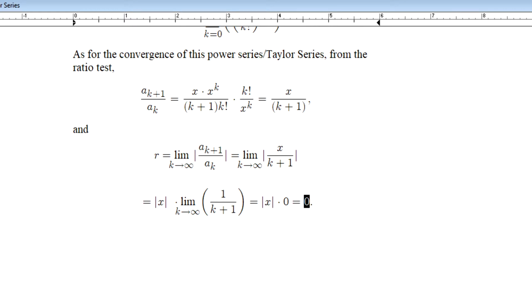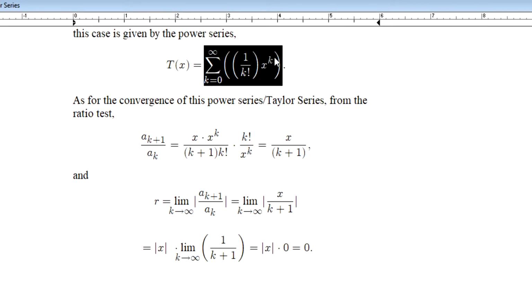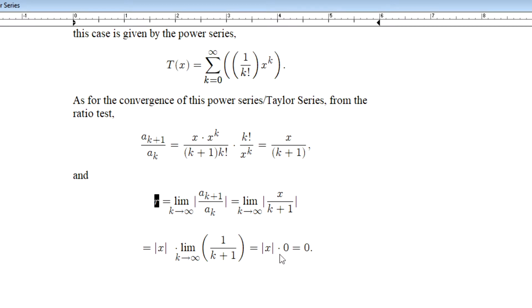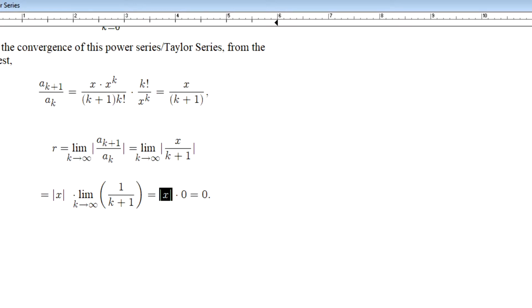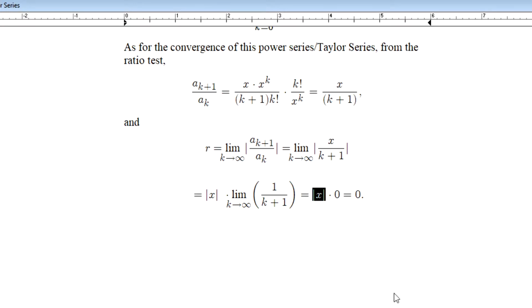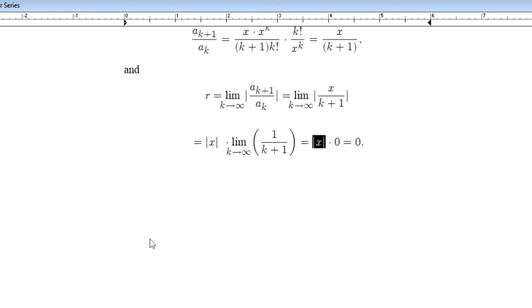The ratio test performed on this Taylor series says that the result of the test will always equal 0. That value of r will always be equal to 0, regardless of the value of x in the power series. So, what does that tell us about the interval of convergence?